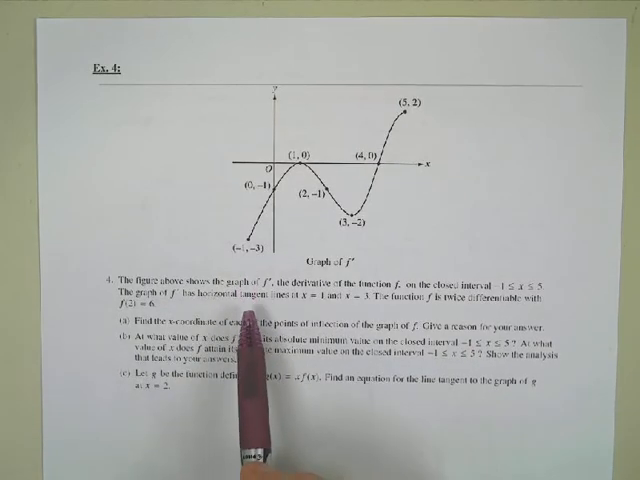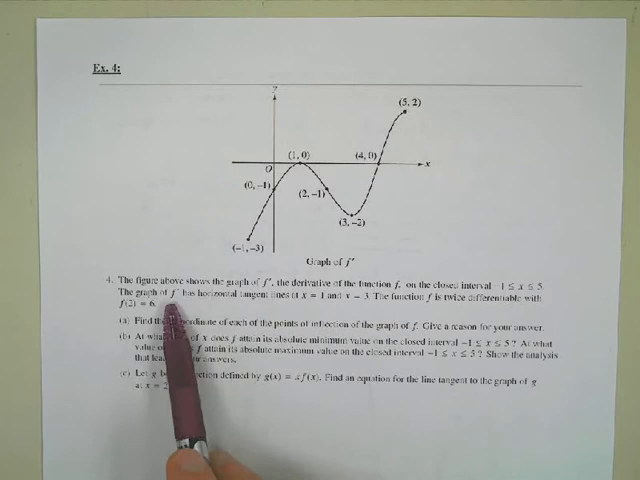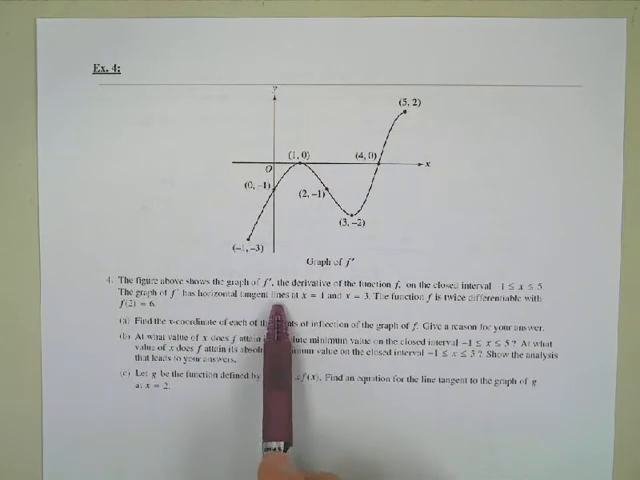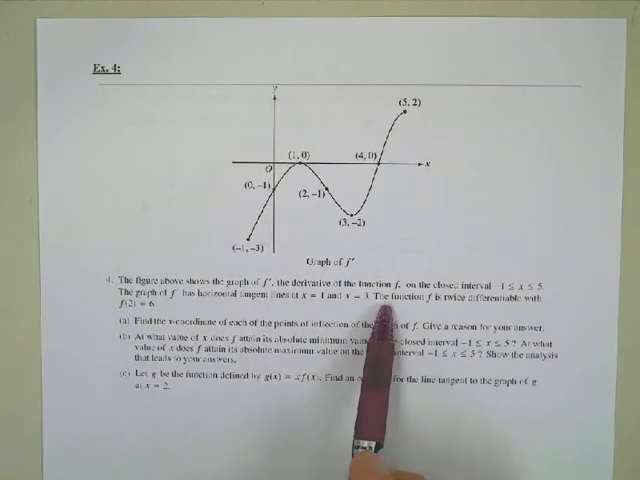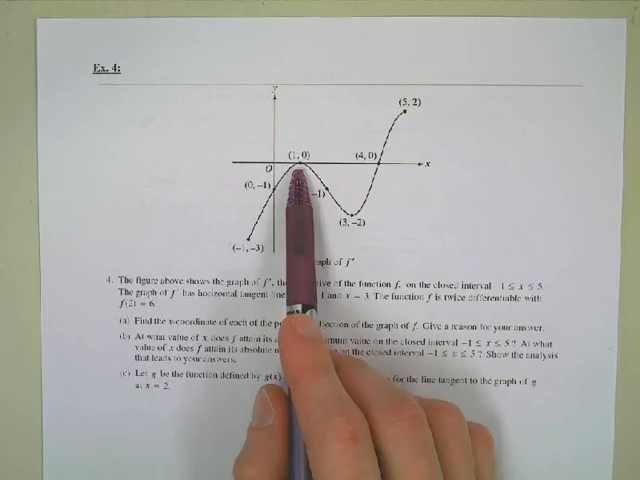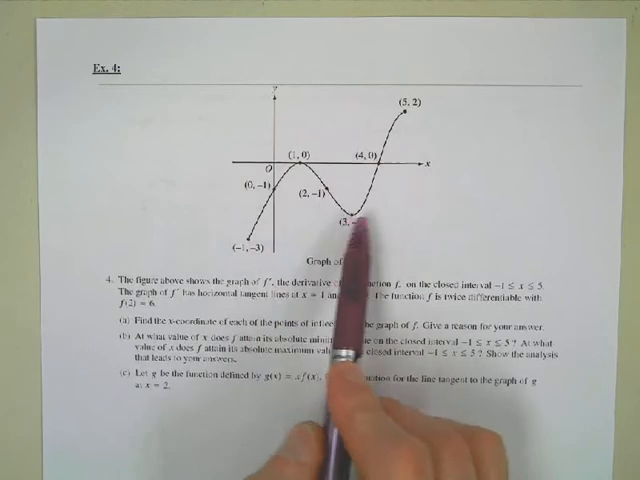The graph of f prime has horizontal tangent lines at x equals 1 and x equals 3. So this kind of takes the guesswork out of it. You're like, well, is (1, 0) the highest point there? Is that a relative max? And yes, it is. There's a horizontal tangent there. There's a horizontal tangent right there.